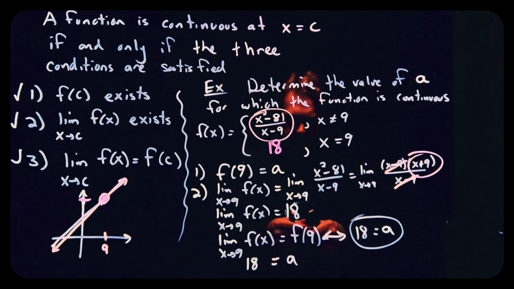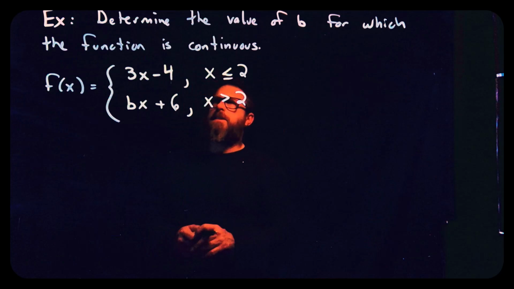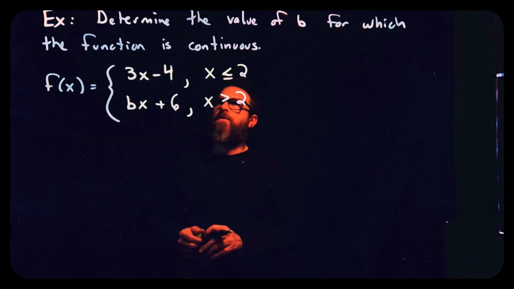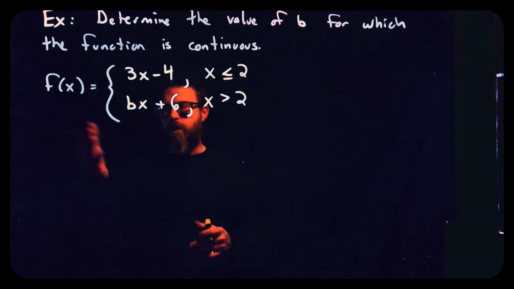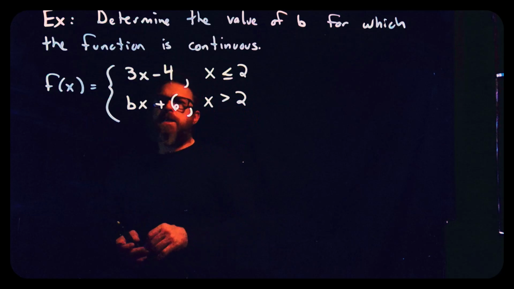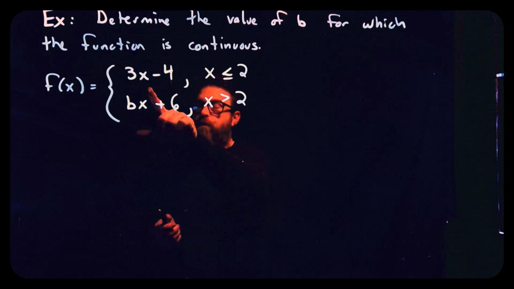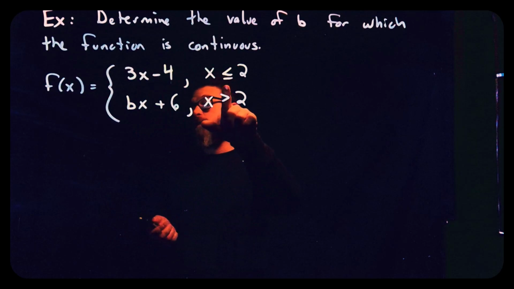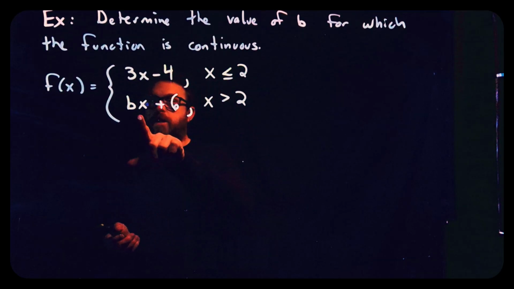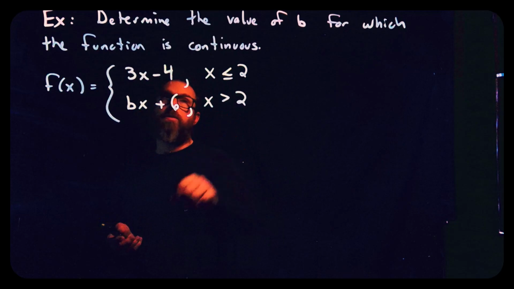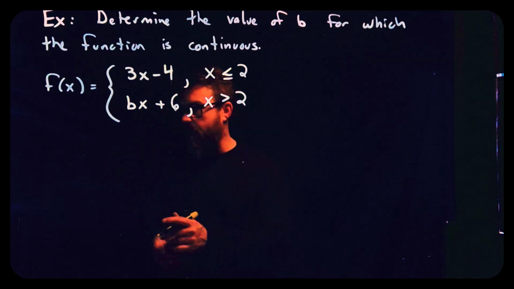All right, let's do one more example. So this will be our last example. It says determine the value of b for which the function is continuous. So our function is another piecewise function, and I can see that it has two pieces: 3x minus 4 when x is less than or equal to 2, and then bx plus 6 when x is greater than 2. So remember, we have to just go through our steps.